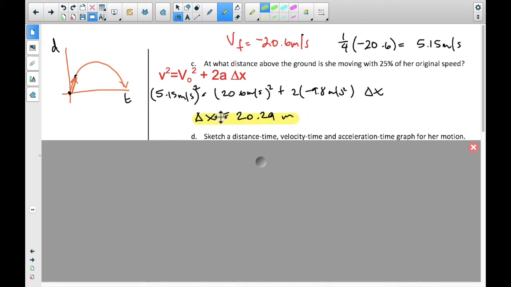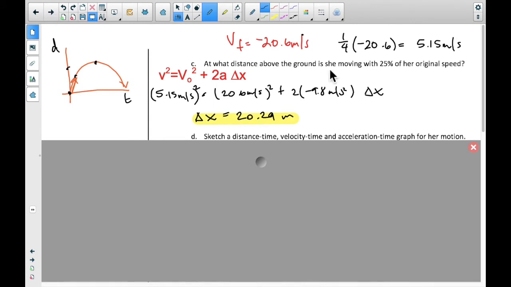So when we do this in the calculator, we come up with 20.29 meters. That is the delta x. That's the distance above the ground that she is moving with 25% of her original speed. Keeping in mind that her max height, wasn't the max height like 26?